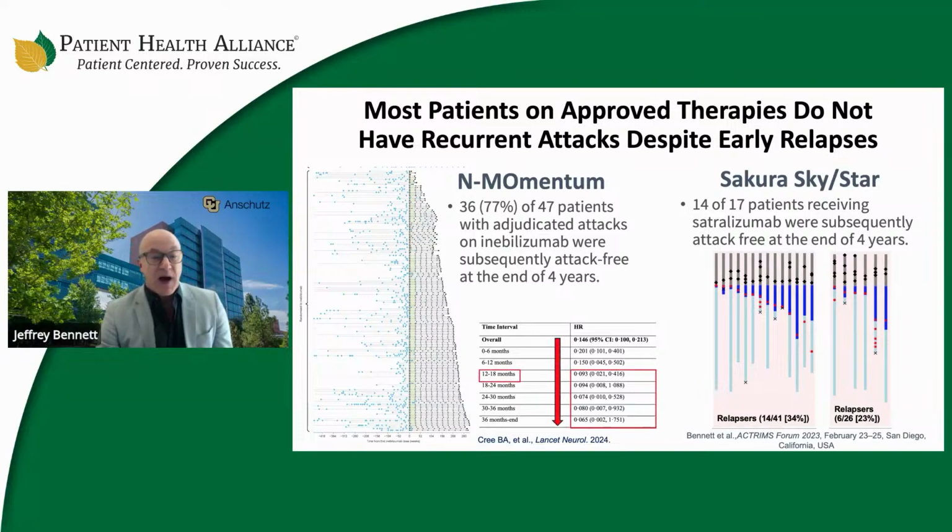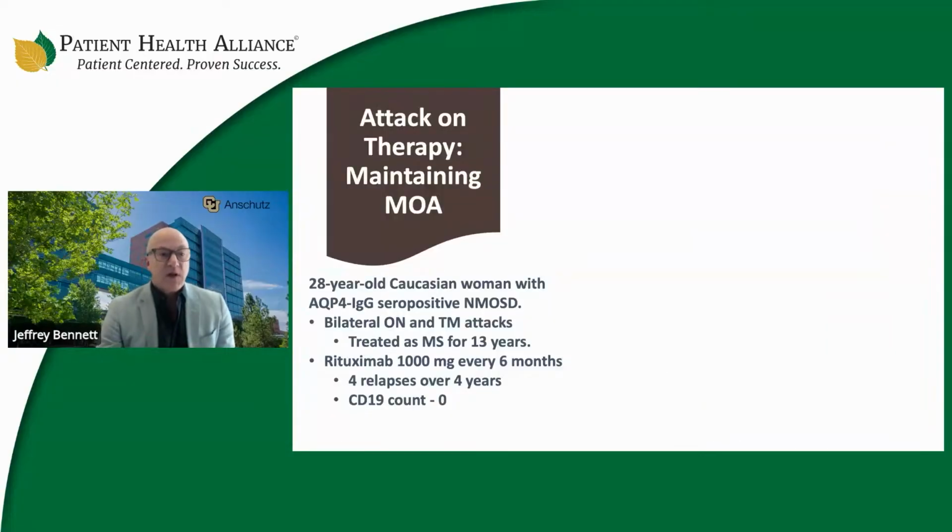And as shown in the bottom table, you can see that by 1 year into therapy, the attack rate had dropped significantly from the randomized control period, roughly by 50%, and continued to drop through 3 years of the NMOMentum trial. So what about breakthrough attacks that warrant changes in treatment? Does it always warrant a change in the mechanism of action of the treatment?